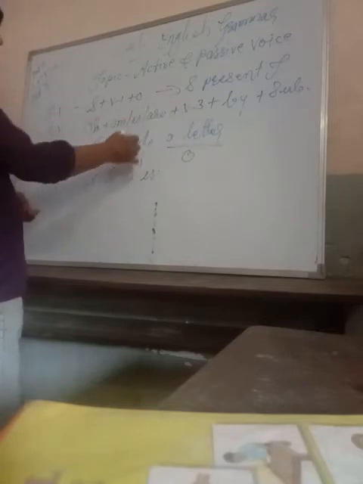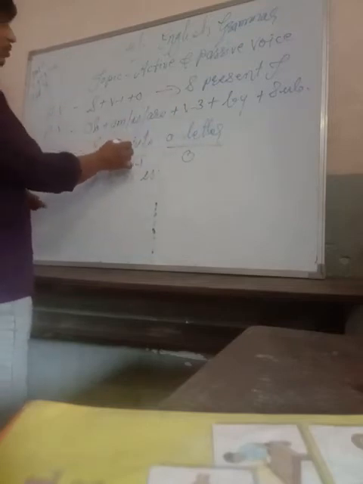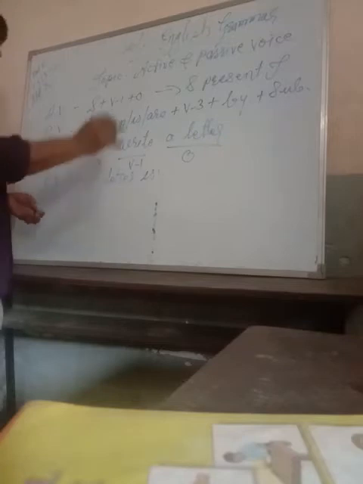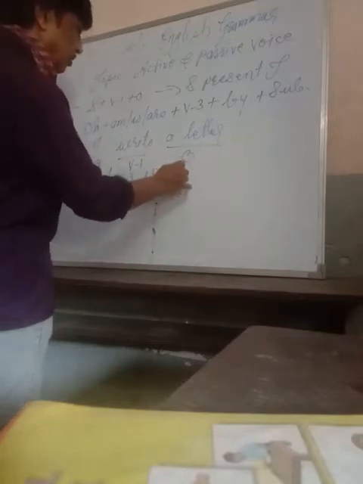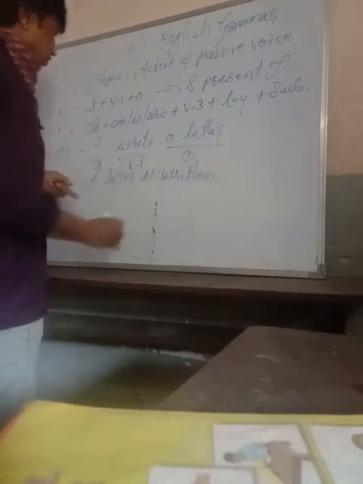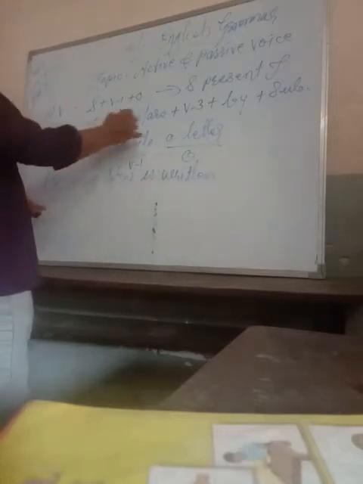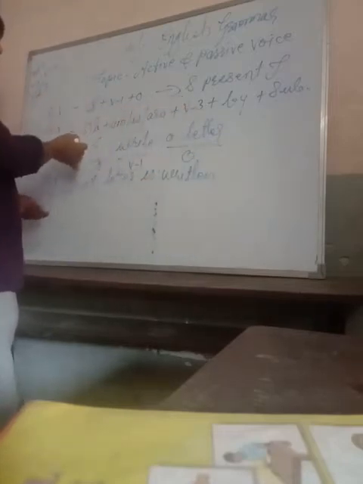V3 means third form of the verb. So what is the third form of the verb? Write, wrote, written. So the third form of the verb is written. So that way, a letter is written now. Look, up to here we have completed the passive voice.